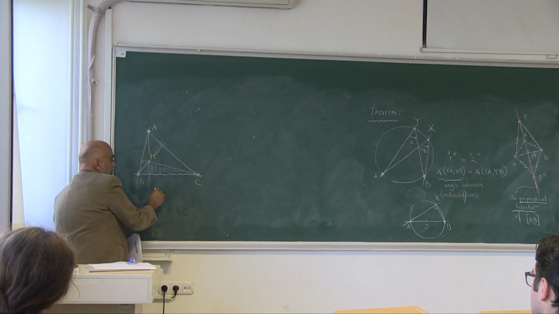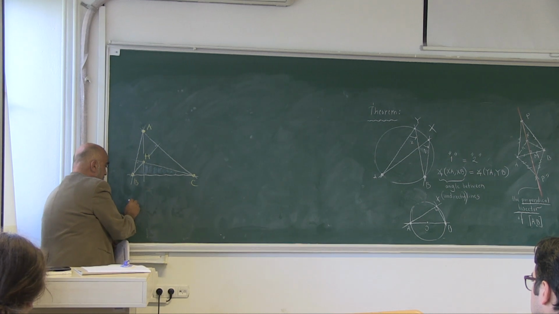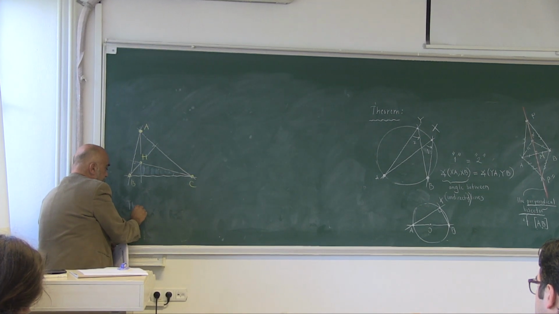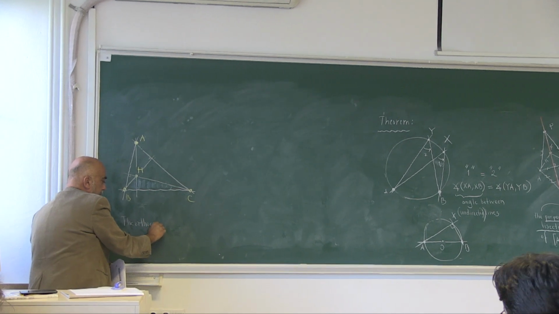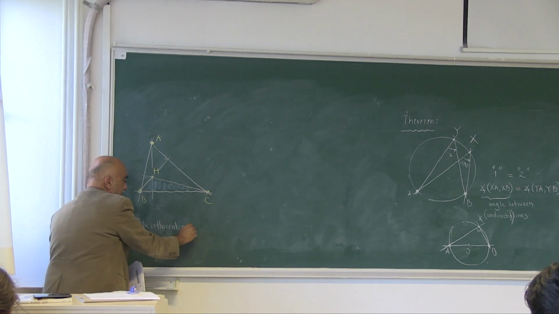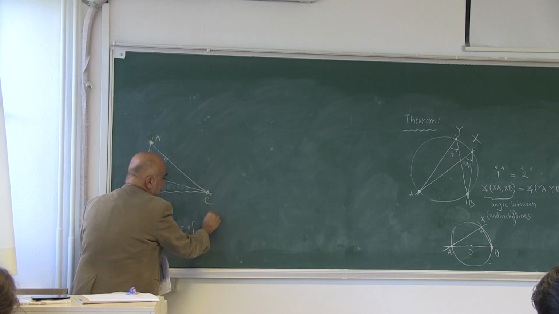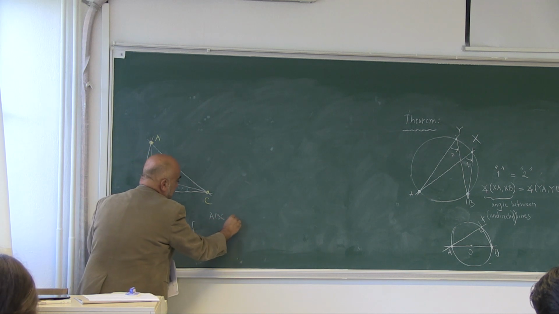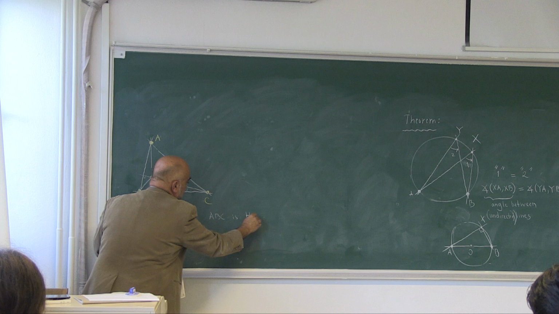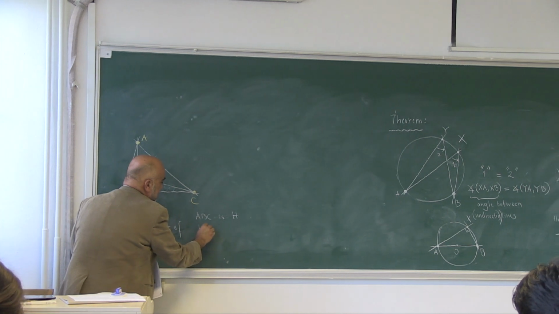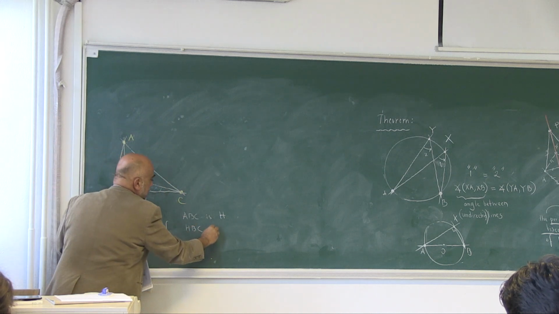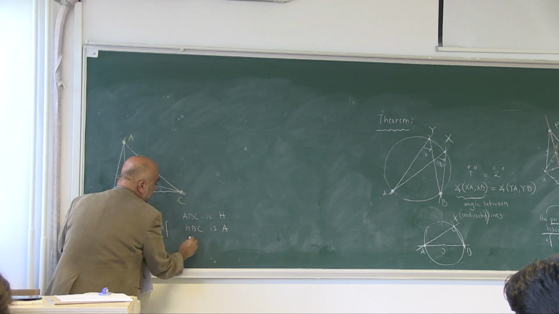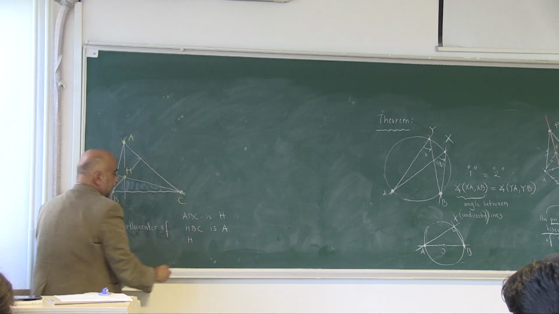So what's the orthocenter of, okay, let me write this. The orthocenter of ABC, I know it, is H. The orthocenter of HBC is A.